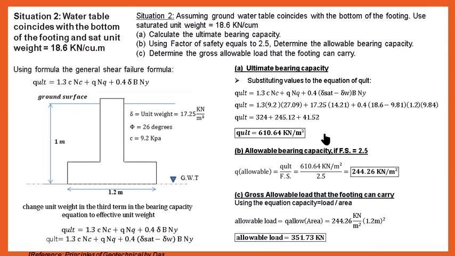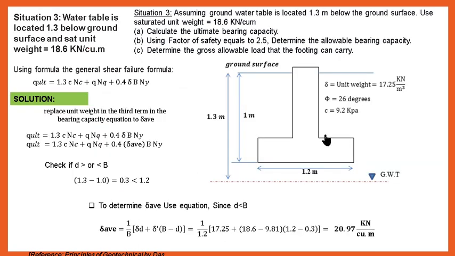Okay? So, the same problem, pero this time, yung water table daw natin is located 1.3 below the ground. Paano pag yung water table daw natin is located 1.3 below the ground? And our saturated unit weight is 18.6. So, kukunin pa rin natin ultimate bearing, the allowable, and the gross allowable load.